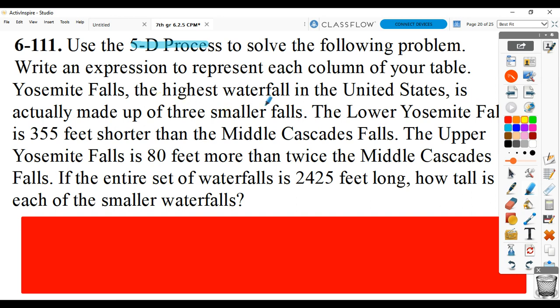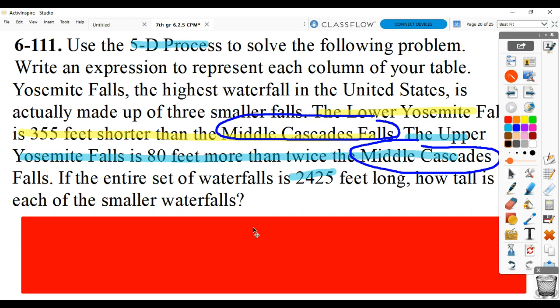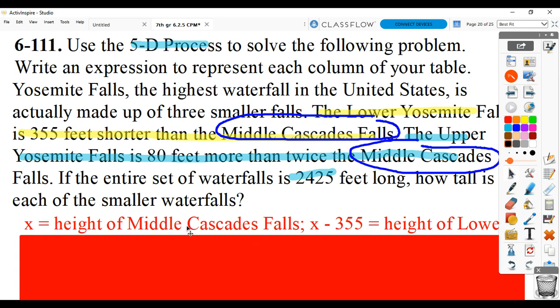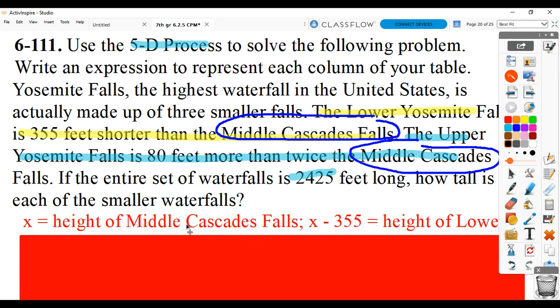So we know that the lower Yosemite Falls, or Yosemite Falls probably, is 355 feet shorter than the middle. And we know that the upper Yosemite Falls is 80 feet more than twice the middle. And of course, all three of them together is 2,425. So the key is that the lower Yosemite Falls relates to the middle, and the upper Yosemite Falls relates to the middle. So it would make sense for X to be our middle Cascade Falls. So X equals the height of the middle Cascades Falls.